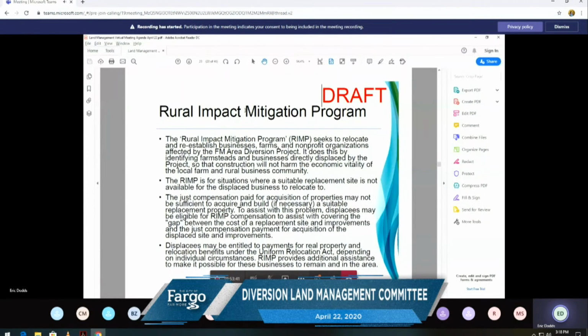And this program recognizes that the market value that we establish through an appraisal, otherwise known as the just compensation, is likely not sufficient to help these businesses rebuild a new site for their business. And so this rural impact mitigation compensation is aimed to assist them in covering that gap between the cost of a replacement site and the payment that they would receive for just compensation. It's recognized that in addition to this program, there are benefits eligible to these displaced property owners through the Uniform Relocation Act, and this program in no way supersedes or removes those benefits that they are going to be awarded.